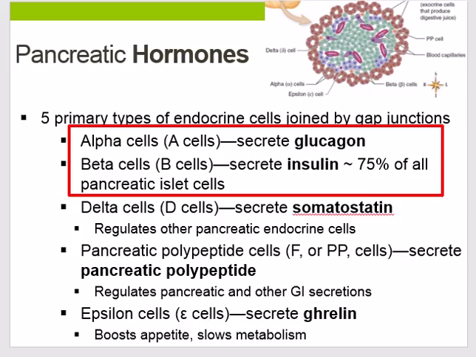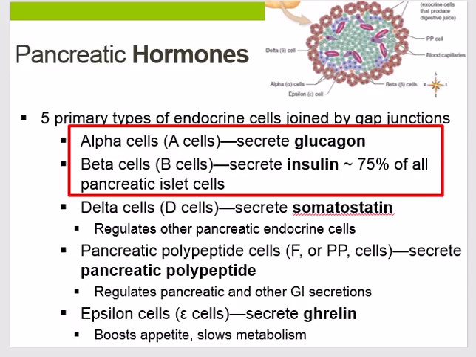And very lastly, epsilon cells secrete ghrelin, which will actually stimulate the hypothalamus to boost your appetite. Okay, so ghrelin is a hormone secreted by epsilon cells that stimulates the hypothalamus to boost your appetite. Ghrelin also has a role in slowing your metabolism, and because of these reasons may actually play a role in obesity, but there's still a lot to be studied on that.